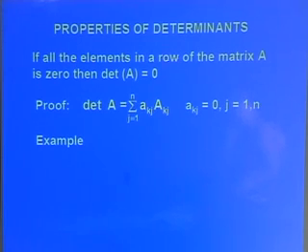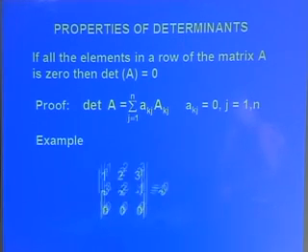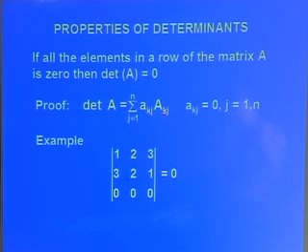Now, if all the elements in a row of the matrix A are 0, then you can use that particular row for expanding the determinant. So let us say the kth row has all elements 0, then we can use this definition. Since a_kj is 0 for all values of j from 1 to n, everything will be 0. For example, if we have this determinant in which the third row has all elements 0, then the final result will be 0. One can very easily check.